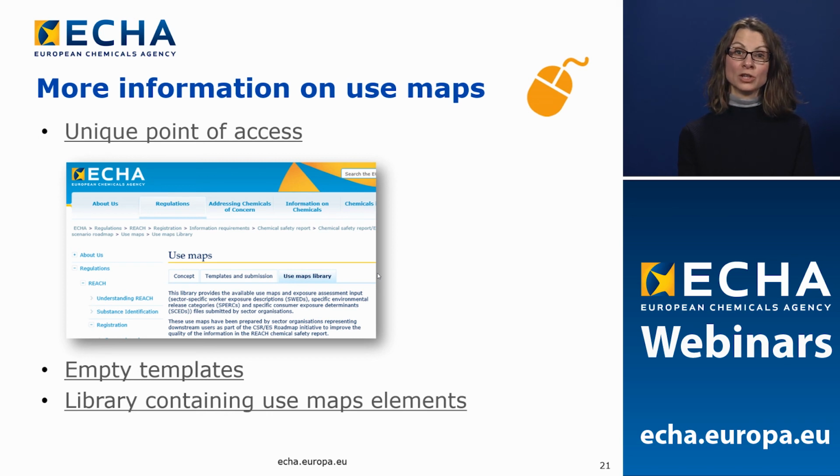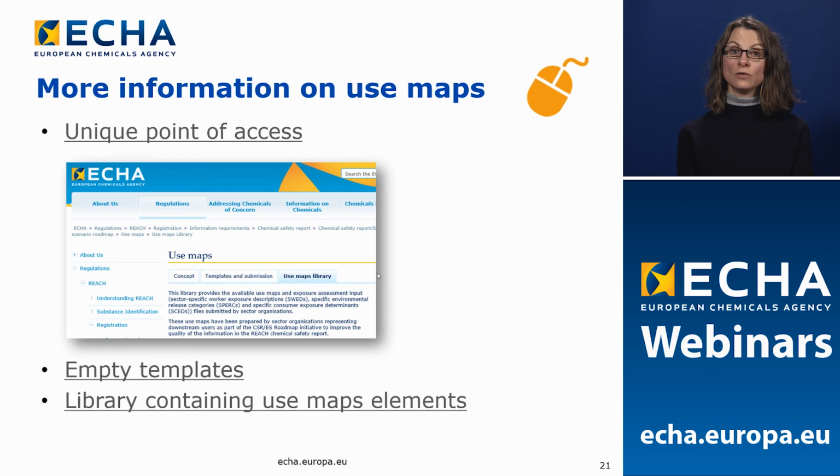All use map information is available on the ECHA website. There is a unique and centralized place where you can find information on the use maps, the different templates I've shown you, but also a library containing the use map elements that have already been created by the sector associations. The library is a key feature for the downstream user sector, because this is where they will publish and make available the sector use map, so the registrant can easily find them.